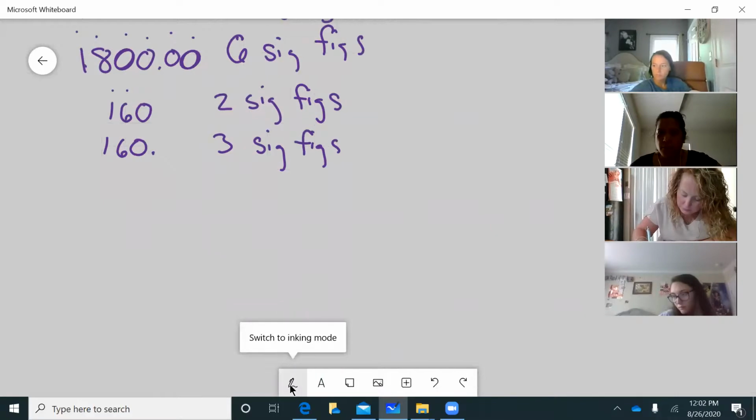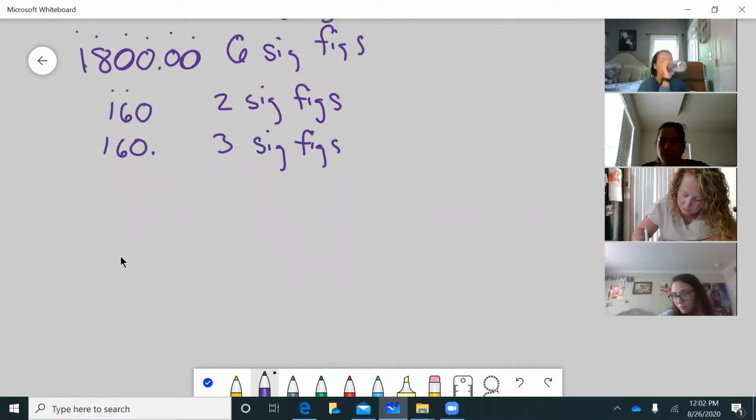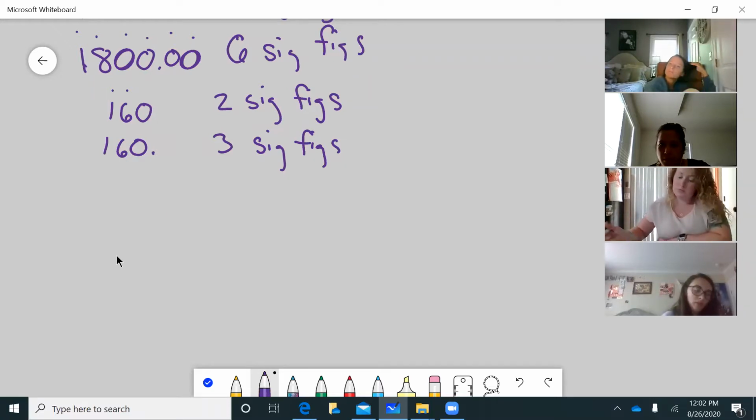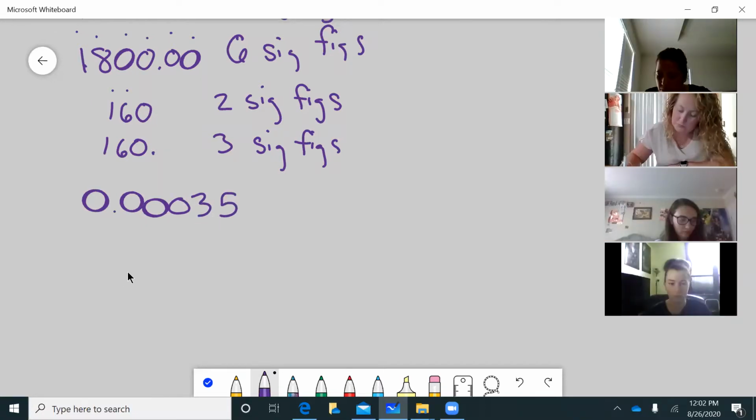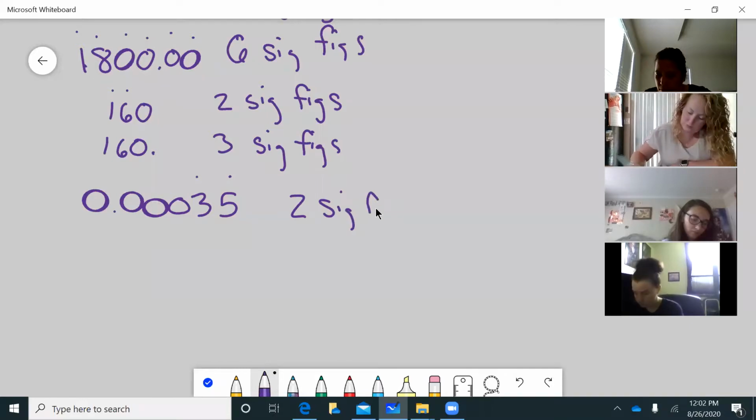Another rule. Zeros that are in the front of the base number are not significant. They're only acting as a placeholder. Okay, so I'll give you an example. 0.00035. When looking at this number, the base number is here, right? This is significant and this is significant. All the zeros sitting in the front are just telling us how big or small the number is. So we would say that this has 2 sig figs.